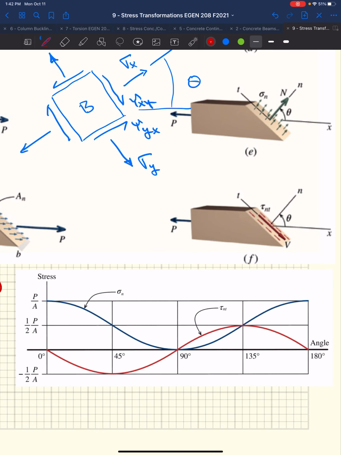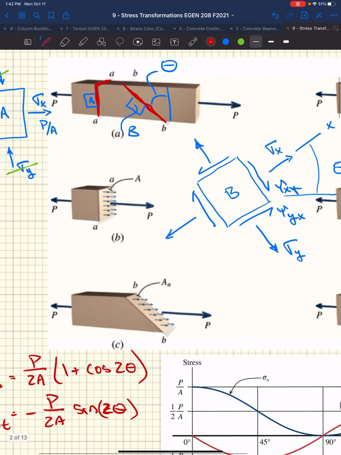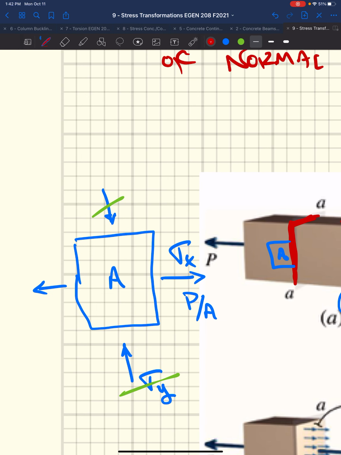And if we were to plot out these normal and shear stresses for different thetas, we would get a relationship that looks something like this. As you can imagine, at 90 degrees, our normal stress turns to 0, because this block essentially rotated 90 degrees. So our face that originally started out with all the normal stress has 0 stress on it. So we have no stress on this top face.